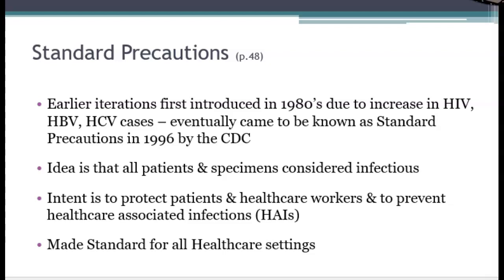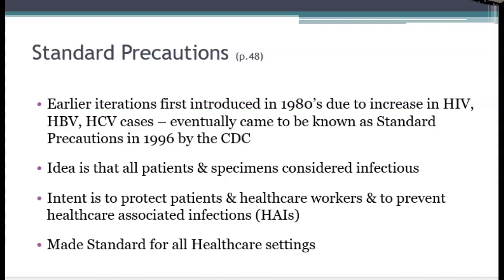Early iterations, first introduced in the 1980s, were due to the increase of HIV, HBV, or hepatitis B, or hepatitis C cases. Eventually, it just became known as standard precautions in 1996 by the CDC. The idea behind this is that all patients and all samples are considered infectious or contaminated. And the intent behind this is just to provide protections to patients and healthcare workers and to prevent the spread of healthcare associated infections, or HAIs.